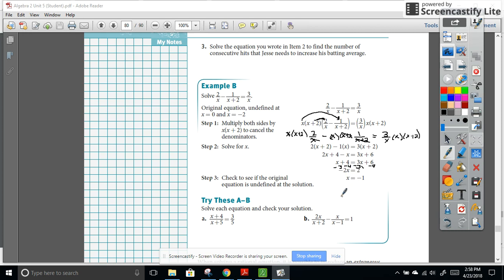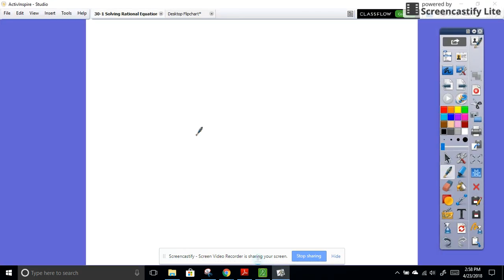Okay. Here's what I would have done if I were working this problem. I would have done it a little bit differently. Not that their way didn't work, it worked just fine. I would have had 2 over x minus 1 over x plus 2 equals 3 over x. Okay, well, if you'll notice that this denominator and this denominator are the same, then they're really simple to combine.